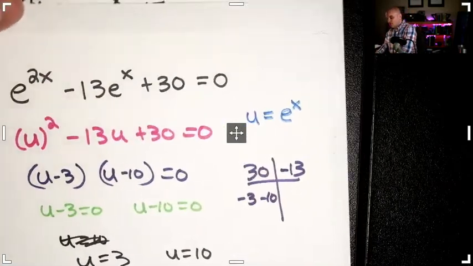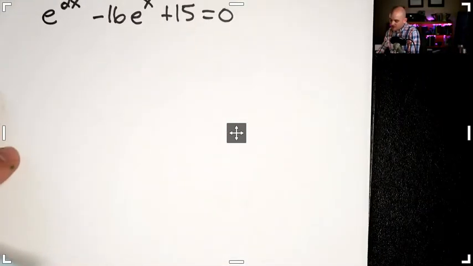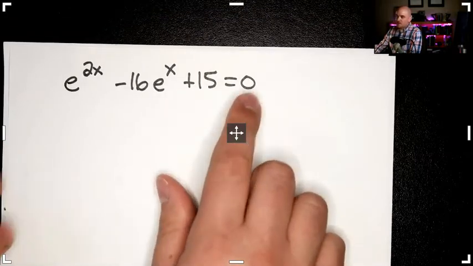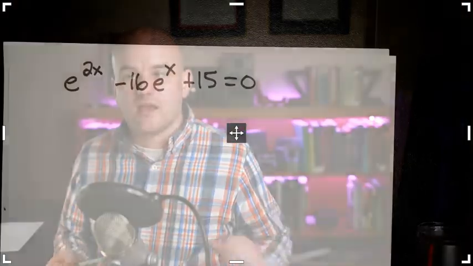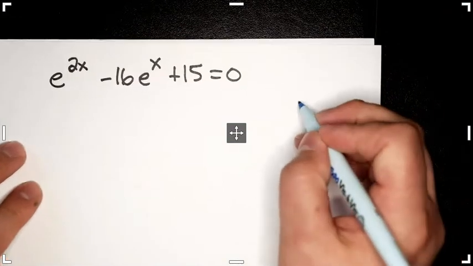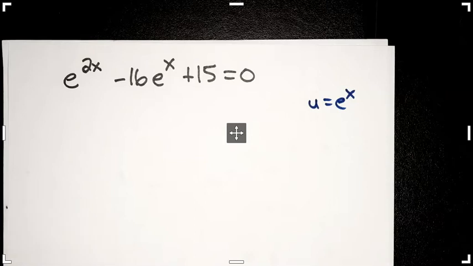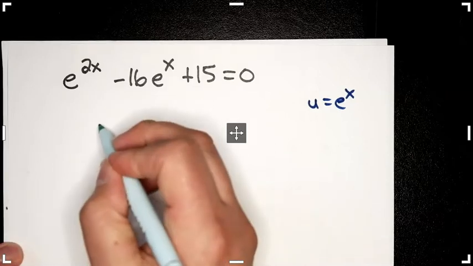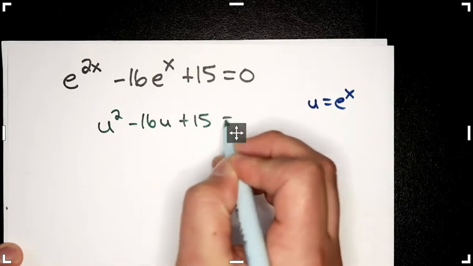So, got one set up for you. If I have e to the 2x minus 16 e to the x plus 15, pause the video and give that one a try. All right, I take it that you've taken the moment to give it a try before you continue on. Let's now go back and look at this problem. Let's let u equal e to the x again. And when I do that, I get u squared minus 16u plus 15 equals 0.